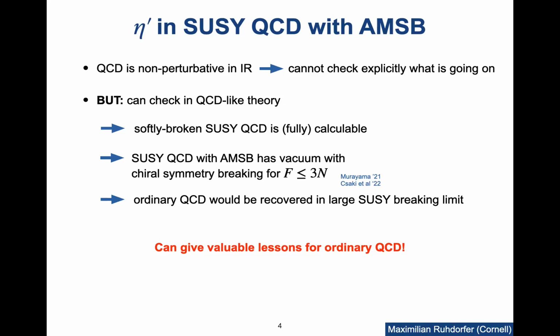And in principle, if you would be able to take the SUSY breaking above the strong coupling scale, then you would also recover regular ordinary QCD. But of course, your calculations break down, and it's not even clear if there's a continuous limit. There might be a phase transition when you take the SUSY breaking above the strong coupling scale. But we hope that this can give valuable lessons for ordinary QCD just by looking at the supersymmetric theory.